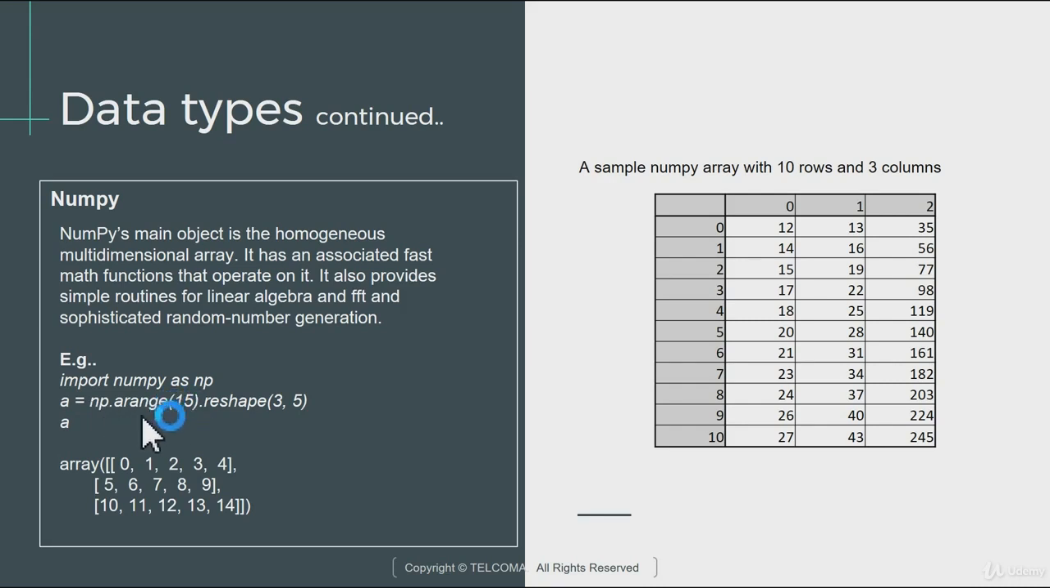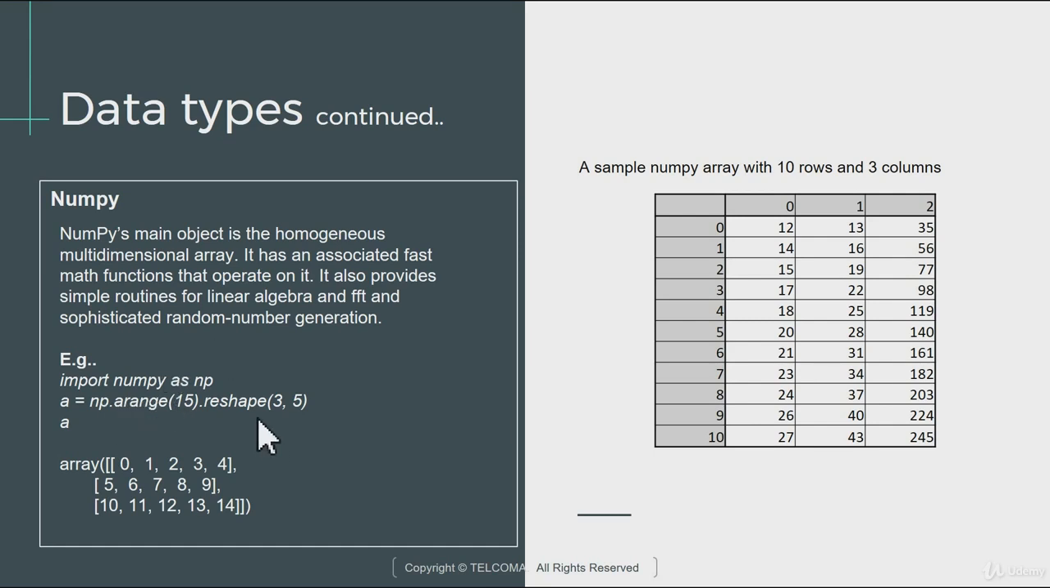So you're invoking the function arange from NumPy and you're passing a parameter 15. So what will happen over here is it will create a NumPy array with 15 elements. It will start from 0, end at 14, and it will be one-dimensional. That is, it will have just one row. Now the resultant object is again a NumPy object.